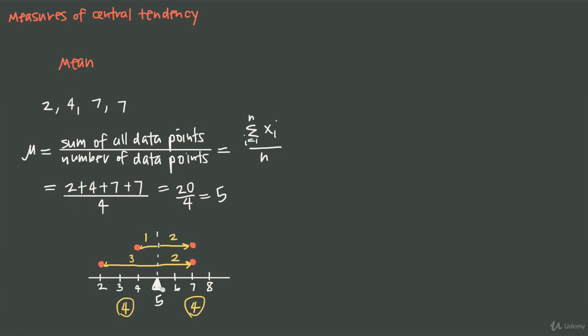So the mean is just the value that balances the amount of distance on the left-hand side with the amount of distance on the right-hand side. It makes them equal to each other.